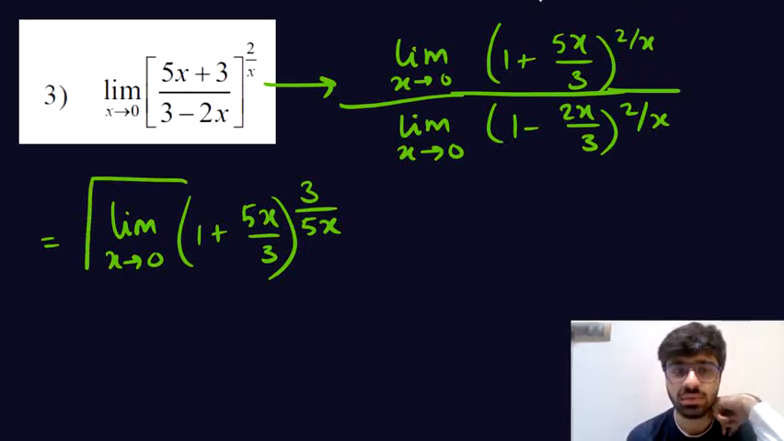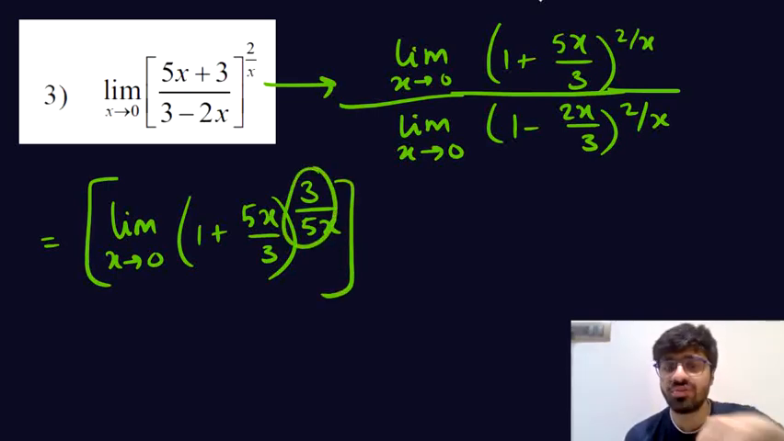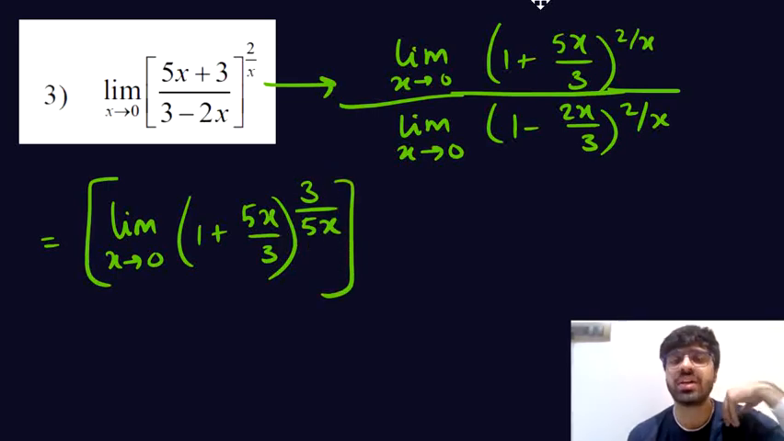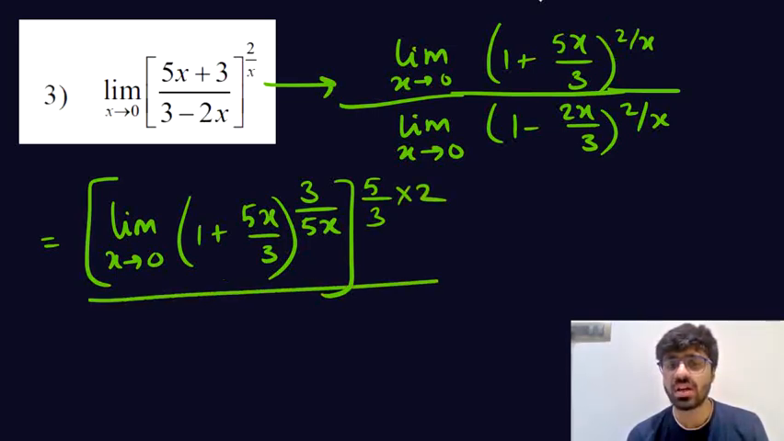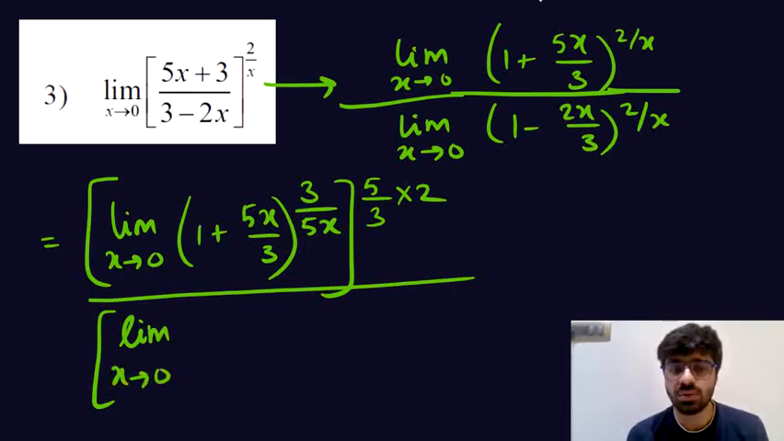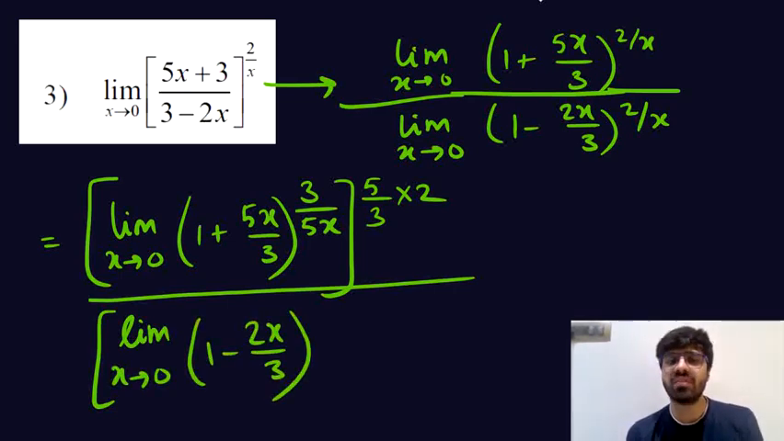So eliminate that 3 upon 5. Eliminate first that 3 upon 5 by taking the power as 5 upon 3. But you need to bring a 2 also. So you will multiply with 2. That is how we are balancing the numerator. The denominator will be limit of x tends to 0, 1 minus 2x upon 3, the whole power. Now the power should be minus 3 upon 2x.